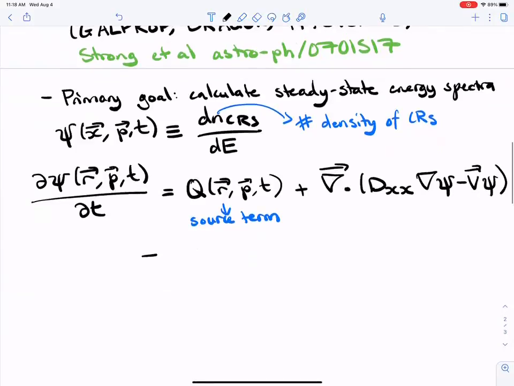The general form of the equation also has this convection term in it. I should say, I'm going to write this down for you, but then I'm immediately going to take a simplified version of it for purposes of this lecture. So this is a diffusion coefficient. This is a convection velocity.